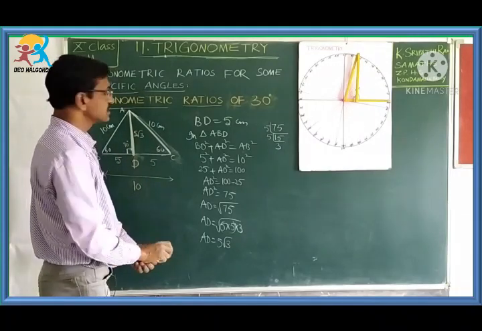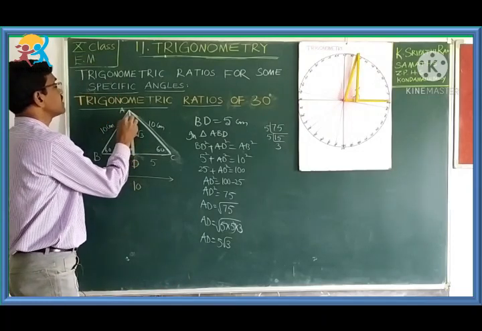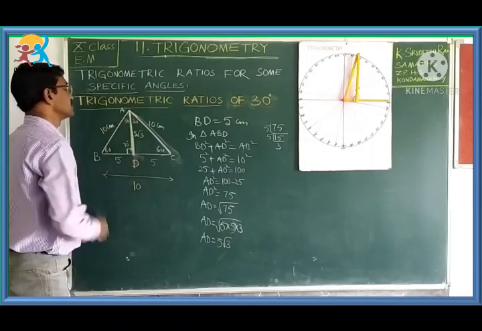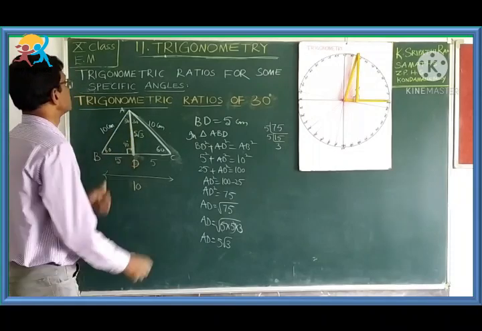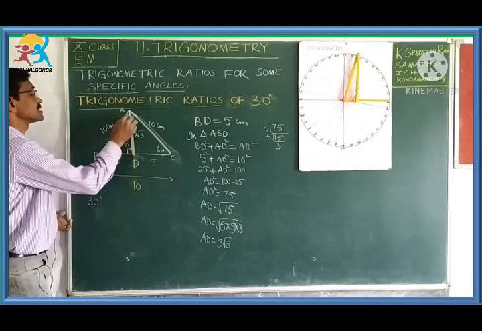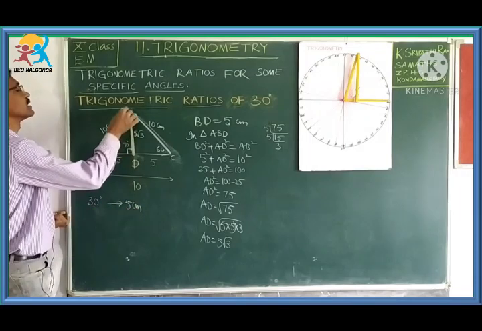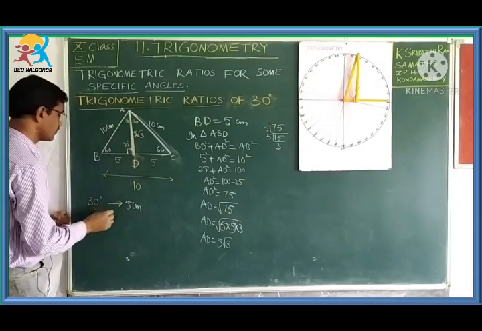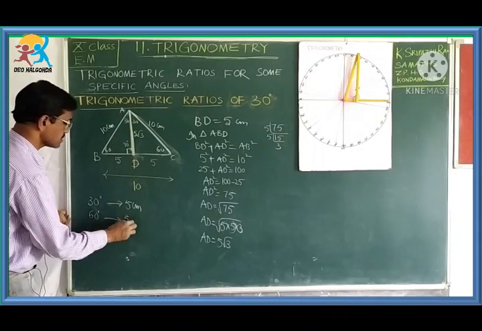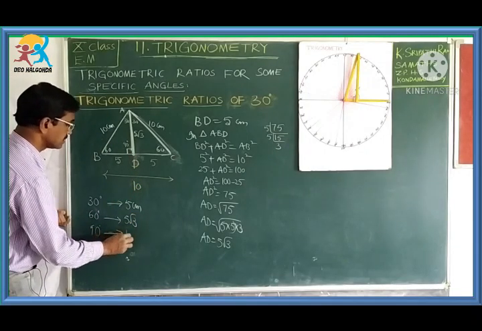5 root 3. So here this is 60 degrees, 30 degrees, 90 degrees, and here what will be here? Half of these two angles, here 30 and here 30. So here the sides are in which ratio? Opposite to 30 degrees is 5 centimeters, and the adjacent side to 30 degrees is 5 root 3. That means opposite to 60 is 5 root 3, opposite to 90 is 10.